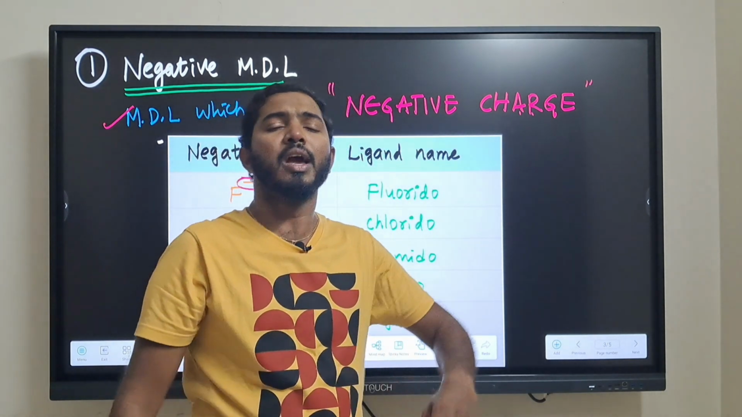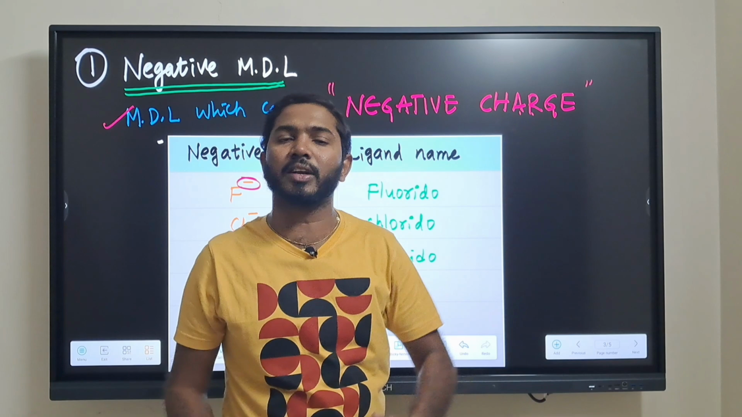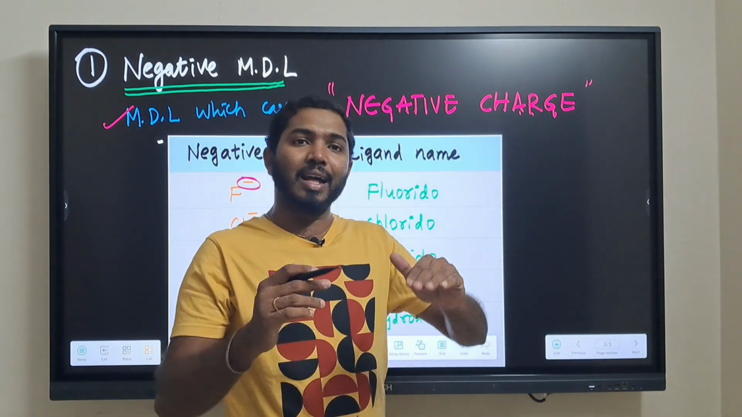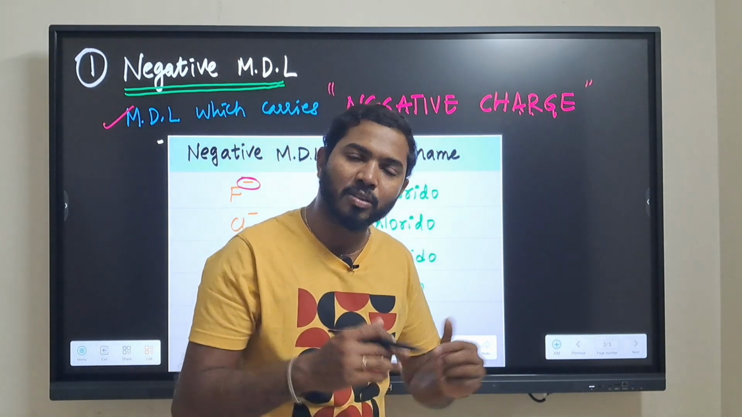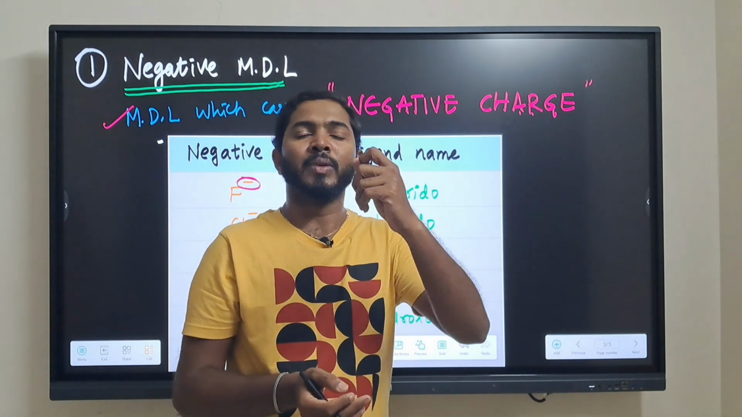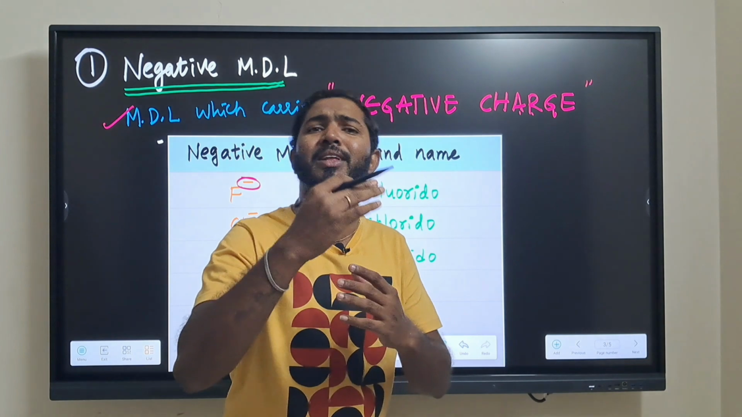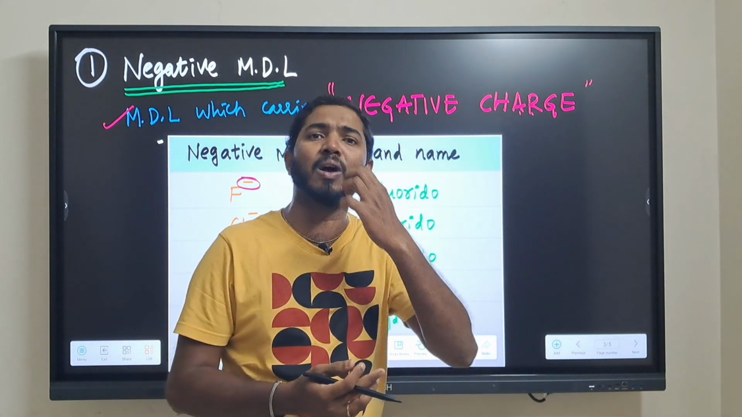further bidentate, tridentate and tetradentate ligands and so on, and then after that we are going into the calculation of oxidation numbers, and then further we will proceed with the IUPAC naming for the complex compounds.